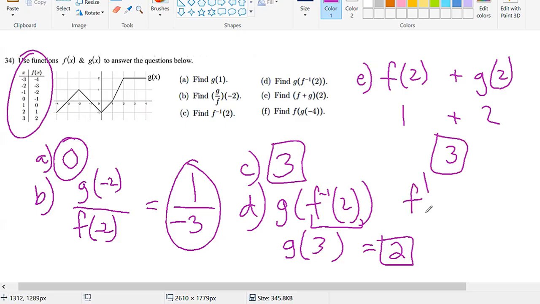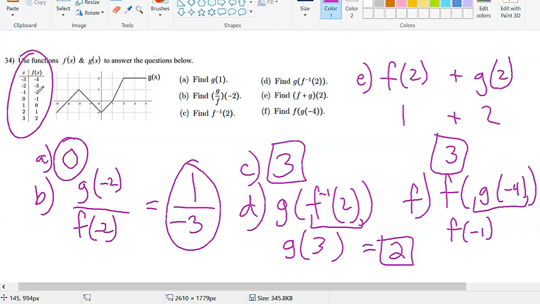And then finally, for part F, we want f of g of -4. So do the inside first. How much is g of -4? G is the picture. Go to -4 on the x-axis. Go to the graph, and what's the y-coordinate? -1. So the inside becomes -1. Now find f of -1. It looks like the table says -2, and that would be your final answer.